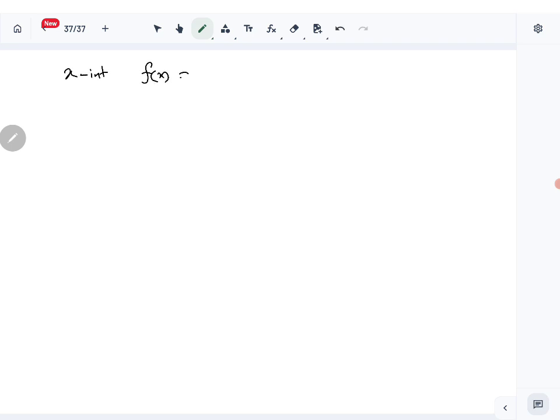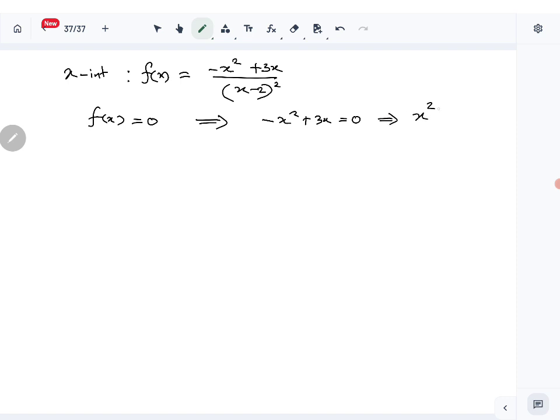What is the function? Minus x squared plus 3x over x minus 2 squared. So we want x-intercepts now. So function equals 0. So that means minus x squared plus 3x equals 0. So that is x squared minus 3x equals 0. So factor. So x equals 0 and x equals 3 are the x-intercepts. Right. So those are the x-intercepts. Y-intercept is just 0. And we have the horizontal asymptote, which was y equals minus 1.